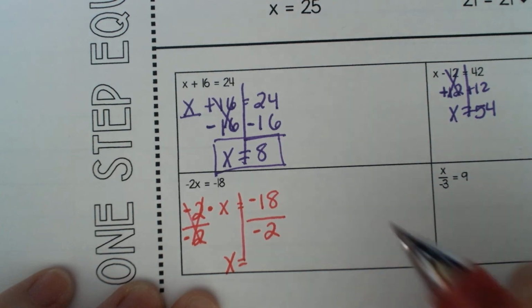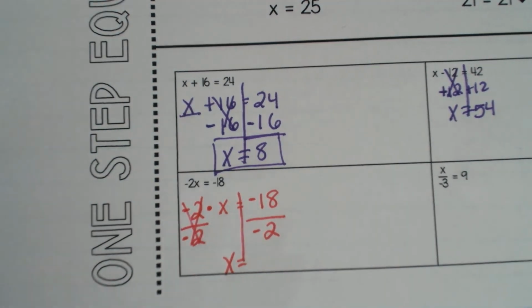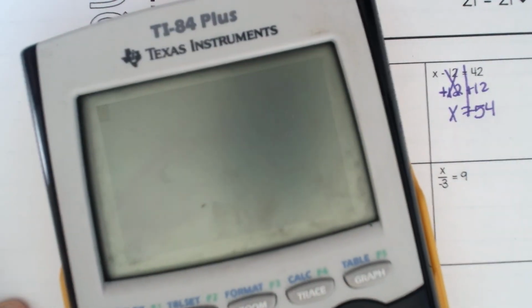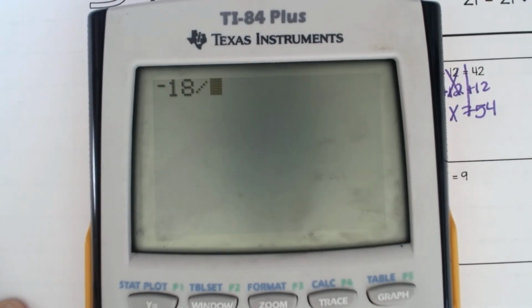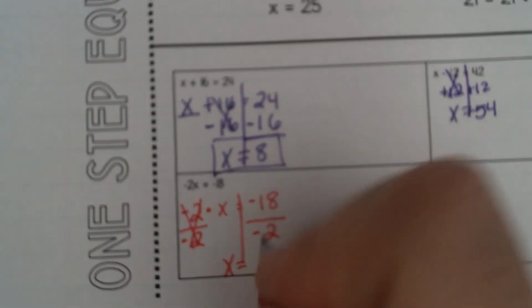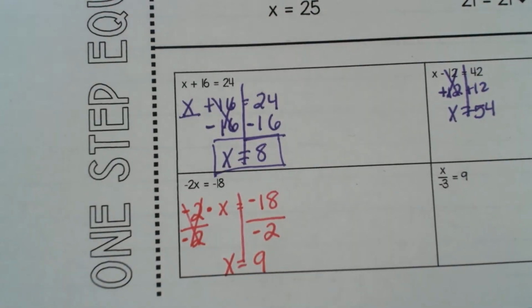So x equals, now I have -18 divided by -2, so let's do that. -18 divided by -2. And that gives me positive 9. So x equals 9.